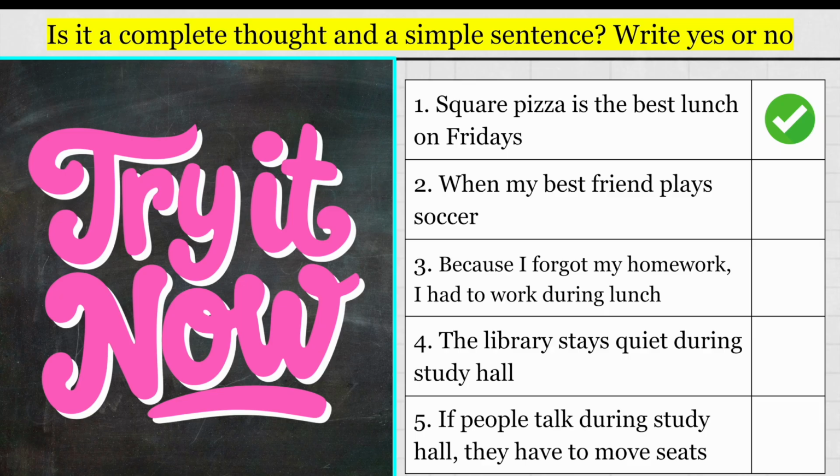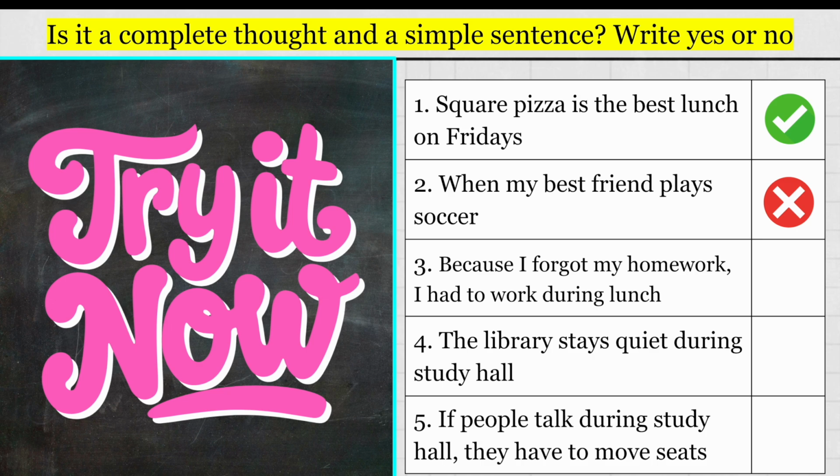Number 2, when my best friend plays soccer. Is this a complete thought, simple sentence? No, because we need to know what happens when my best friend plays soccer. Like, do they win? Do they need a snack after? When my best friend plays soccer, do they forget to do their homework? I don't know. I need more information.